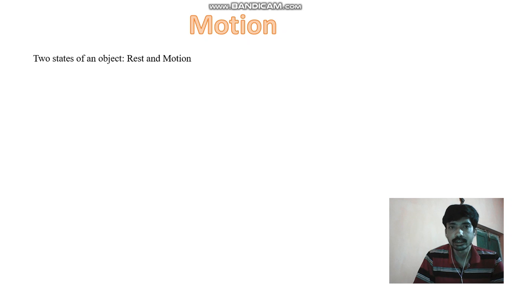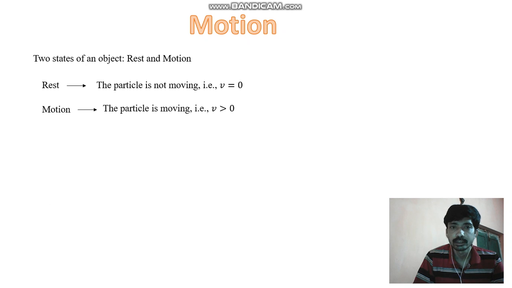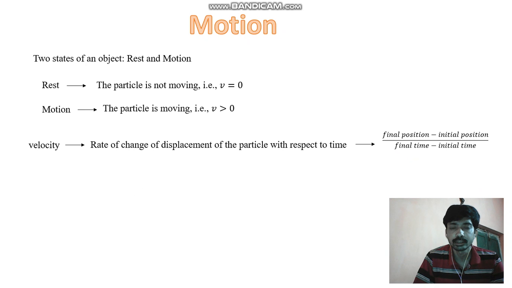Today we will learn a little bit about the motion of an object at any instant of time. An object can be in either of these two states. Either it can be at rest, that means the particle is not moving, implying that its velocity is 0, or it can be in motion, that means the particle is moving, which implies that the velocity is not equal to 0. Now the velocity of the particle is nothing but the rate of change of the displacement of the particle with respect to time.